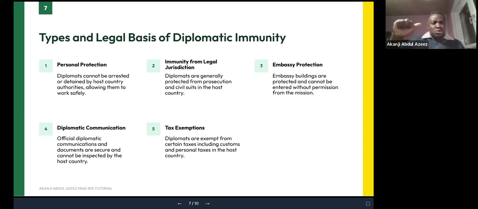If you are sent to a country, if from Nigeria they send you to Benin Republic to go and be a diplomat there, they cannot arrest you. They cannot detain you. You understand now? This protection ensures that diplomats can carry out their work safely. They cannot be arrested and they cannot be detained in the host country.